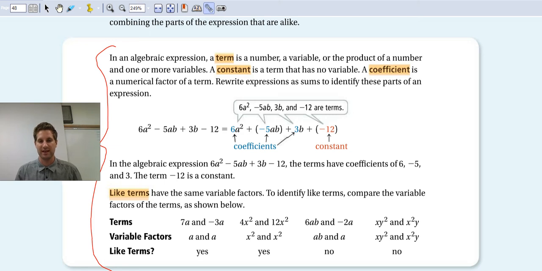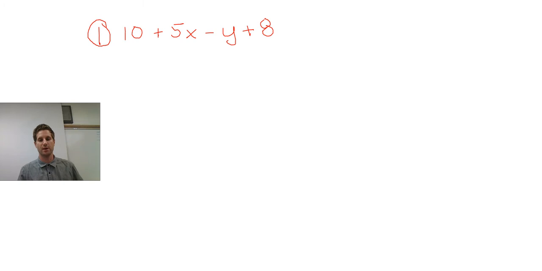We also have this thing called like terms, meaning they have the same variable factor, so they have the exact same variable attached to them. To identify like terms, compare the variable factor of terms as shown. So 7a and -3a both have a, so their variable factor is a, like terms, yes. X squared, yes. a, not the same, so no. x y squared, y squared, very similar, but not the same. Okay, let's continue on.